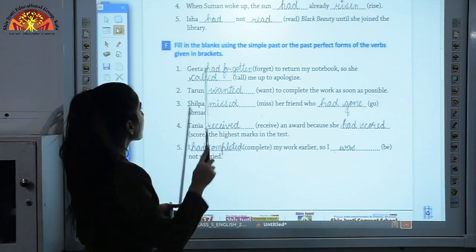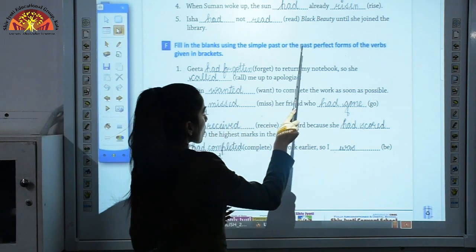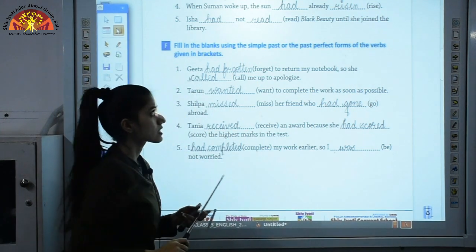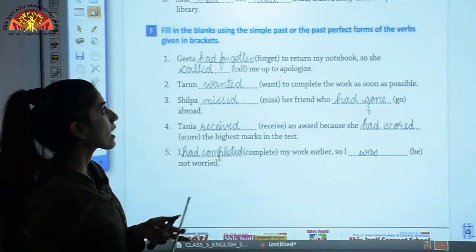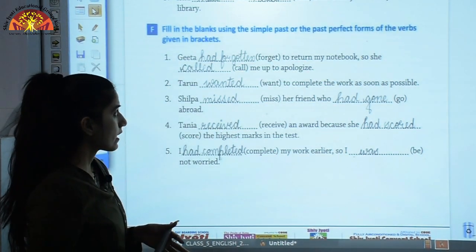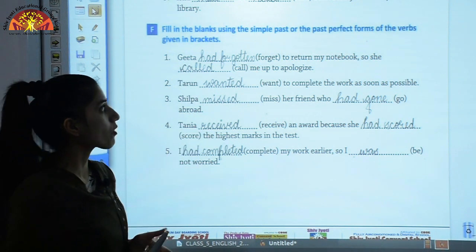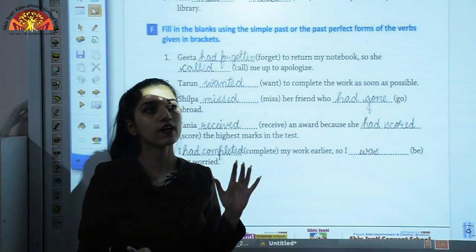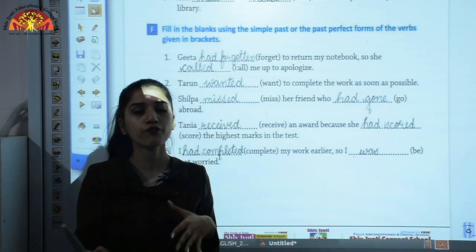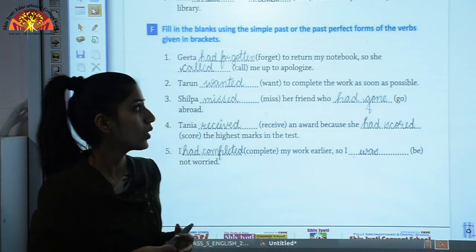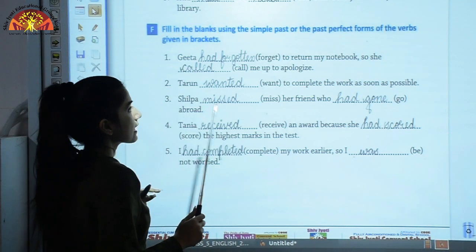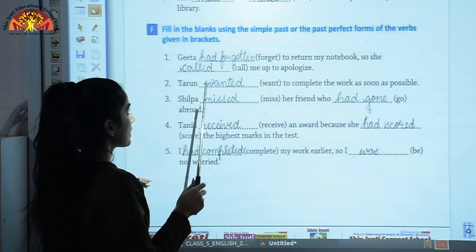Fill in the blanks using simple past or the past perfect form of the verbs given in brackets. So either we have to fill the blank with the simple past form or the past perfect form of the verb. Either we have to use the second form of the verb or we have to use what? Had plus the third form, or the past participle form of the verb. So we need to find out that. We are taking the first one only.